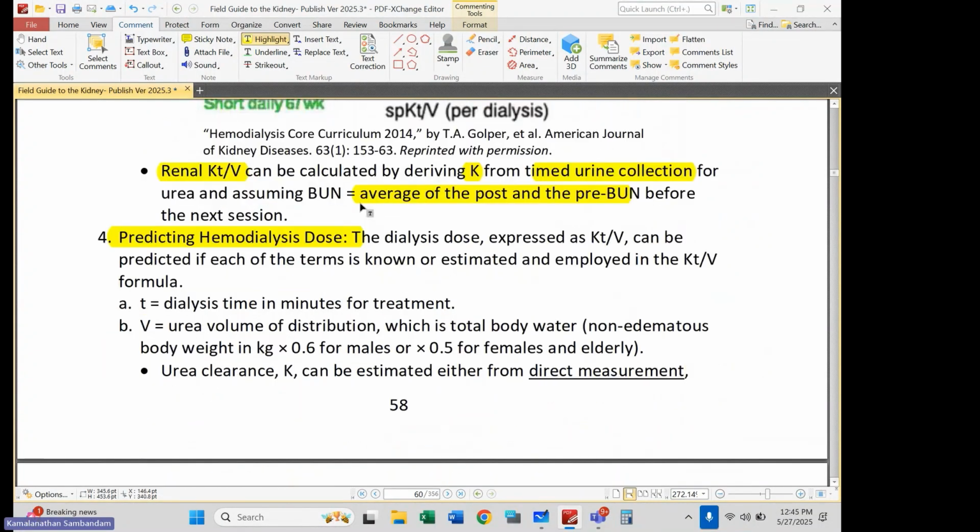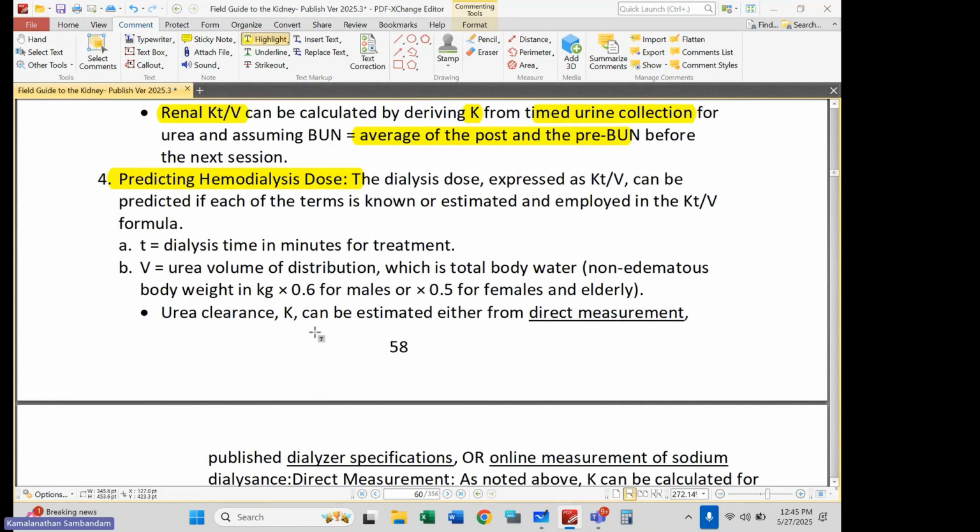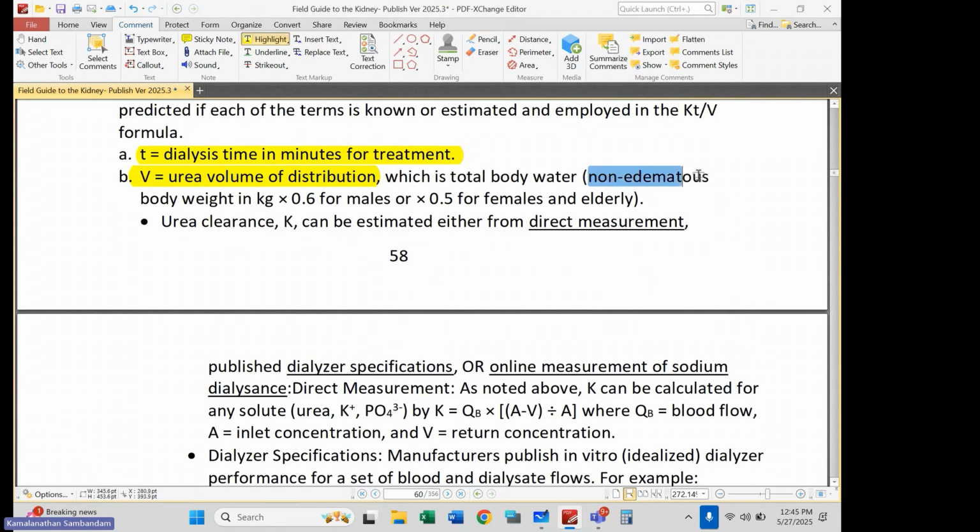Okay. Now, what about predicting hemodialysis dose, right? You need to be able to predict in order to prescribe adequate dialysis instead of just empirically starting and measuring and increasing, right? So how do we predict hemodialysis dose? So again, we know time, right? That's in minutes. We know V, which is the total body water, right? If a patient is non-edematous, that's going to be roughly 0.6 times their body weight in kilograms for males, 0.5 for females and the elderly.